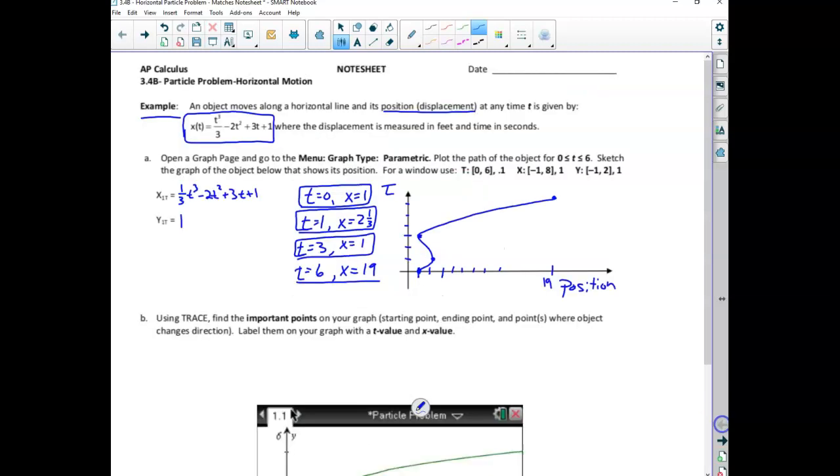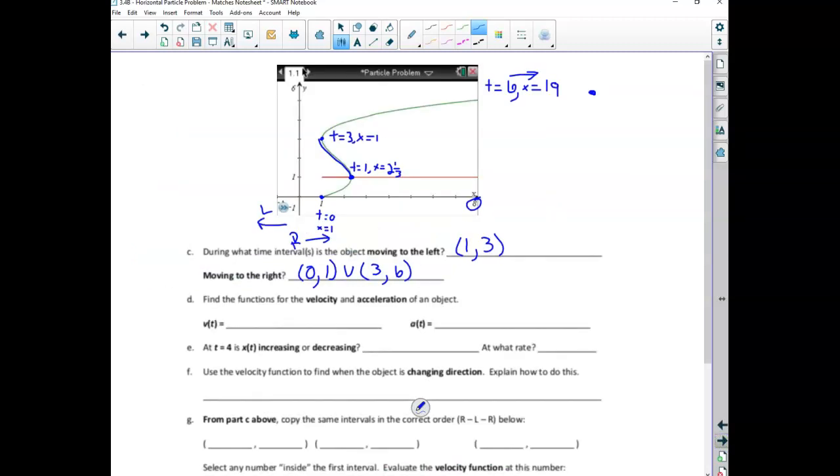Well, it'd be nice if I came back here and I'm looking, this is my position, right? So my v of t is going to be the derivative of this. So 1/3 times 3, that goes away and I get t squared. 2 times that gives me negative 4t plus 3. So there's my velocity function that I'm getting, right? Of course, we're going to write that over here. So my velocity function is t squared minus 4t plus 3.